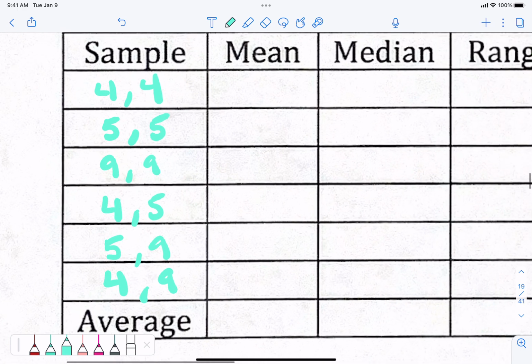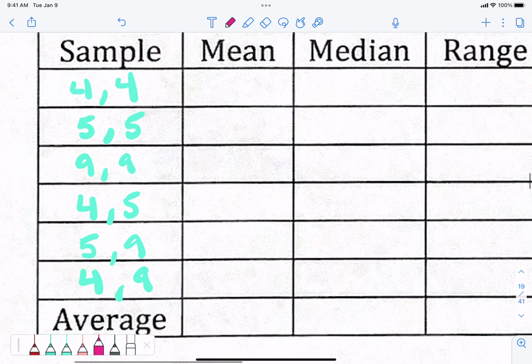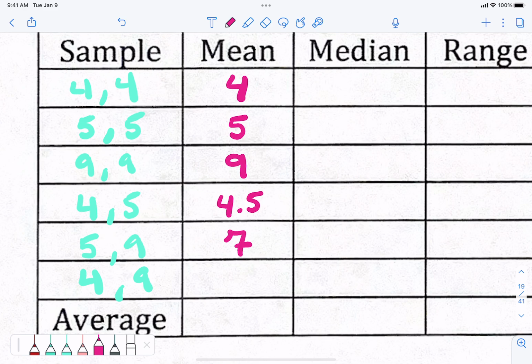Okay, we're finding the mean, which means we're finding the average, okay? And if I'm finding the average of 4 and 4, what's the average of 4 and 4? 4. What's the average of 5 and 5? 5. What's the average of 9 and 9? 9. What's the average of 4 and 5? 4.5. 5 and 9? 7. You add them together. 5 and 9 is 14. Divided by 2 is 7. Yep. 4 and 9 is 6.5. Right?